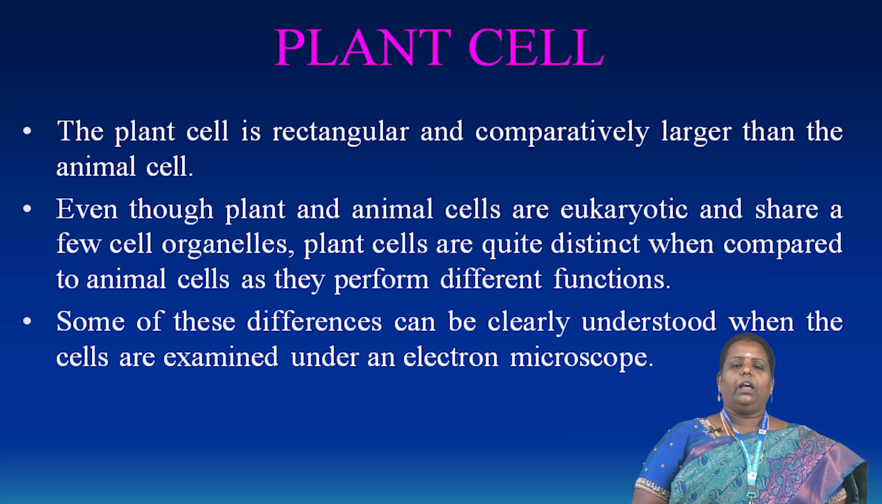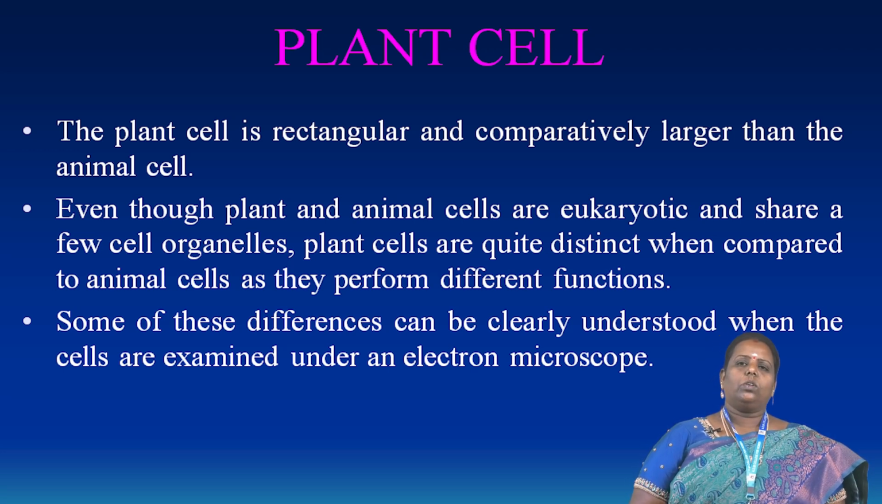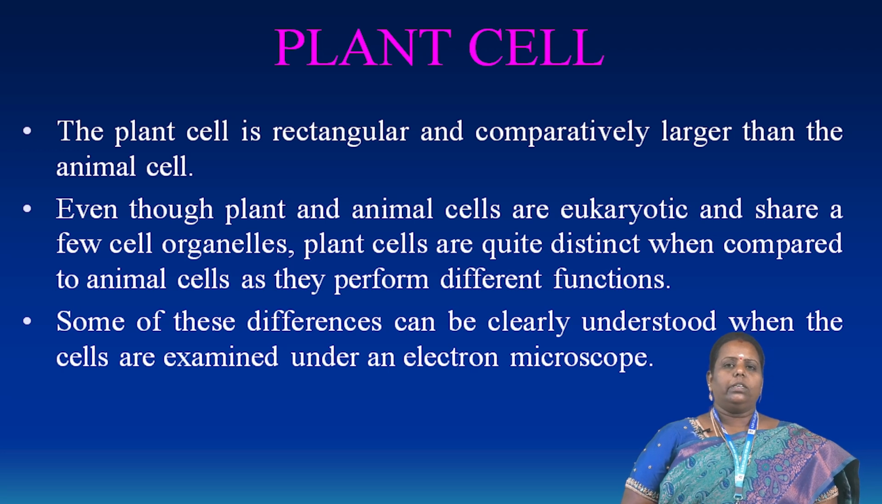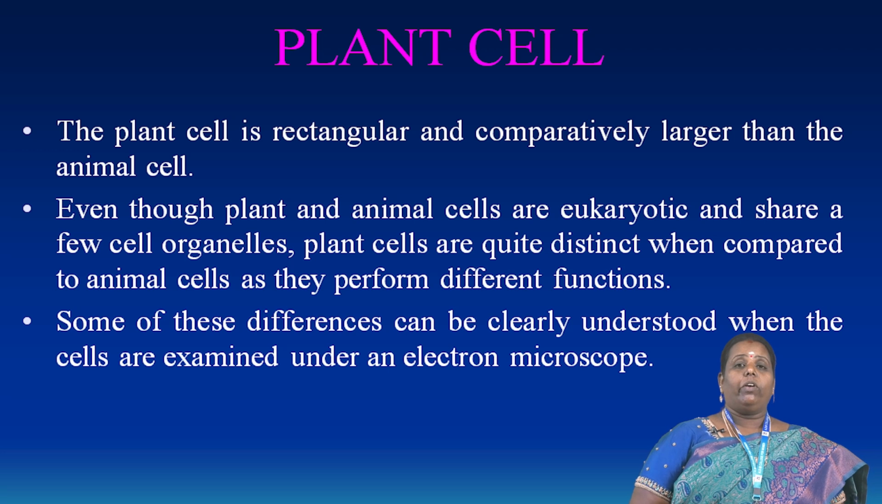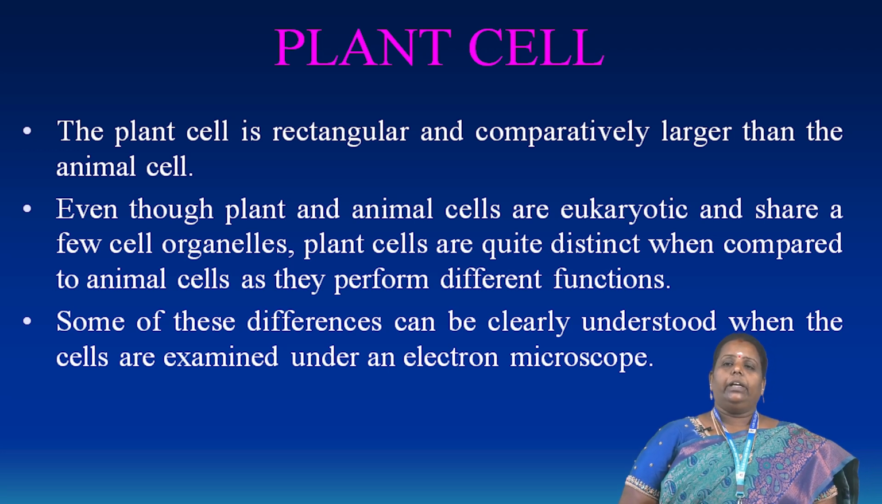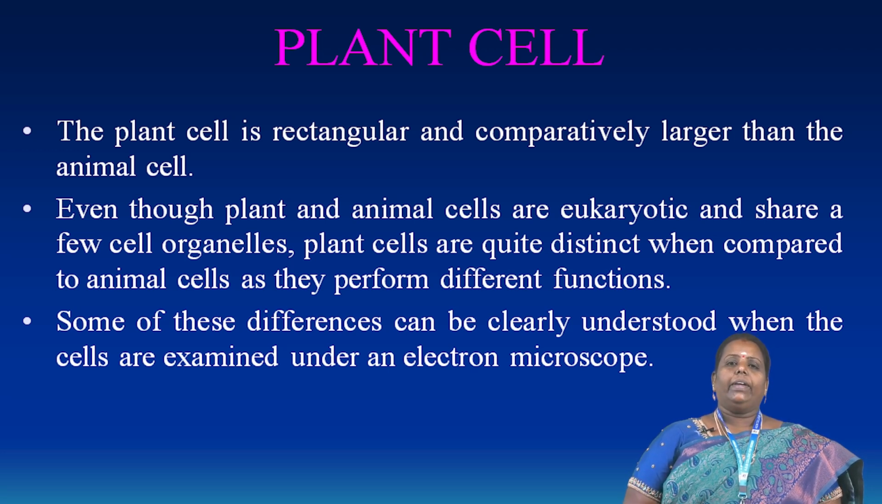Normal plant cells are rectangular and comparatively larger than animal cells. Plant and animal cells are both eukaryotic and share a few cell organelles. Plant cells are a little bit distinct compared to animal cells because they perform different functions and have different organelles. Some of these differences can be clearly examined only through the electron microscope, which is very important for identification.